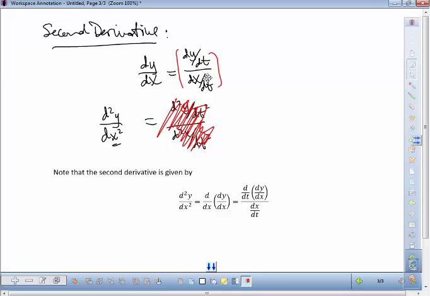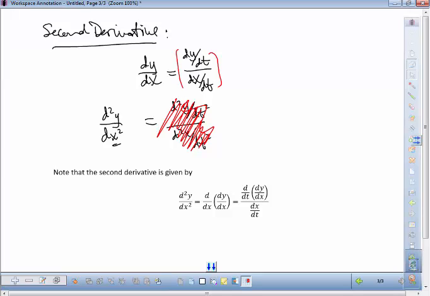which looks like something over something. It looks like a quotient. Right? So it looks like we're going to need to get the quotient rule involved here. We're going to need to take the derivative of this thing with respect to t as a quotient of two functions of t. That's dy dt is a function of t, dx dt is another function of t. And then we'll divide that by dx dt.